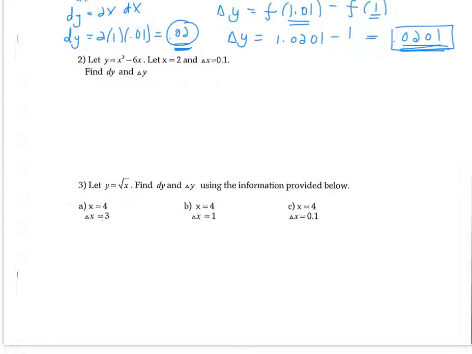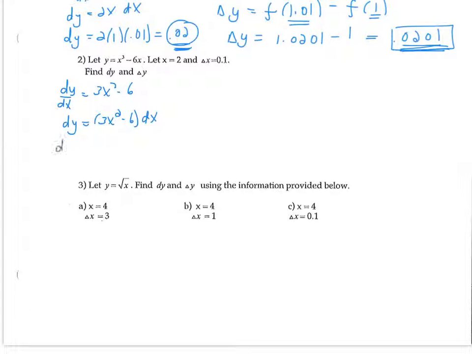Okay, so we're going to try another one. It says let y equal x cubed minus 6x. Let x equal 2 and delta x equal 0.1. We have to find dy and delta y. So again, dy over dx, find the derivative. We get 3x squared minus 6. So dy is equal to the quantity of 3x squared minus 6 times dx.